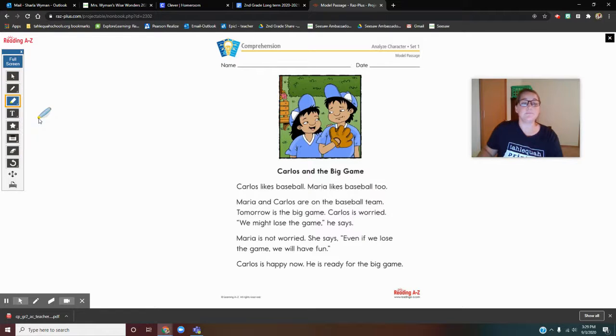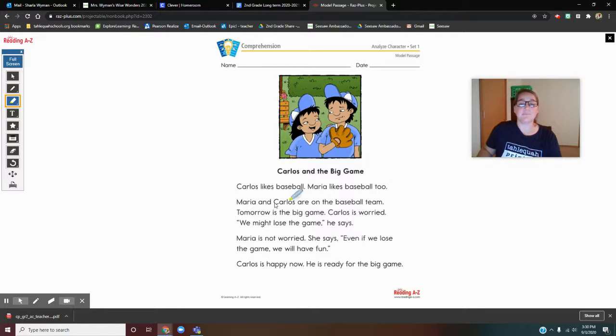and as we read, I'm going to use the highlighting tool to highlight anywhere that I see some dialogue. Now, dialogue is conversation between two people. Dialogue is what they said. So when I see the quotation marks, I know that that's dialogue or conversation. Let's go ahead and get started.